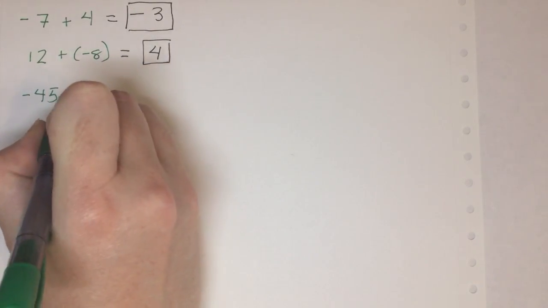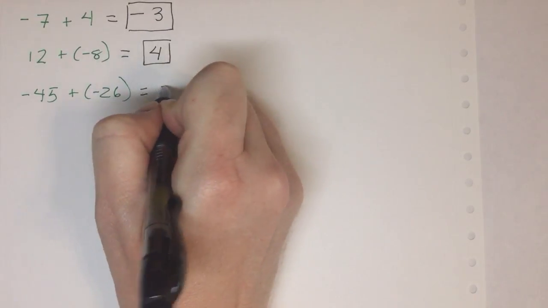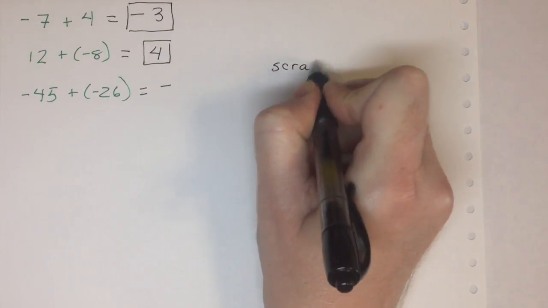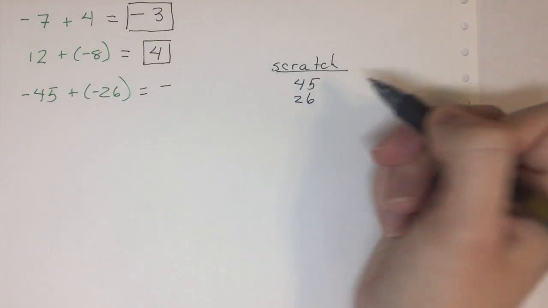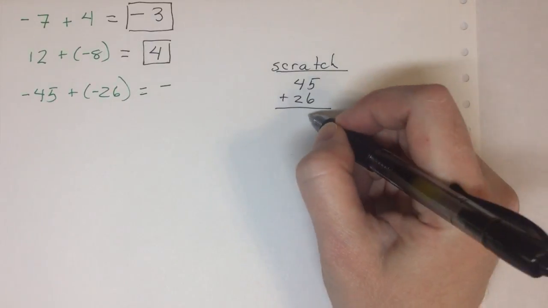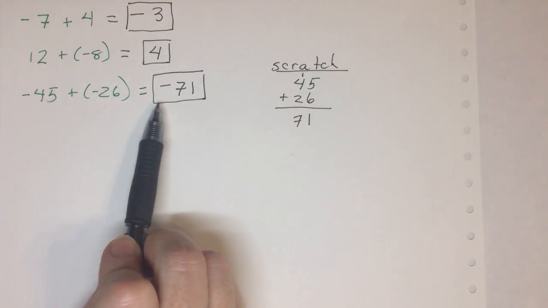Negative 45 plus negative 26. Is it going to be a positive or a negative? Well, I owe 45 and I owe 26. So I am still in debt. I'm going to have a negative. And I am getting deeper in debt. So I'm going to do scratch work to the side here. I'm taking those absolute values, 45 and 26, and I'm adding them together because I'm in debt and I'm in debt. So I'm getting deeper in debt. Negative 71.